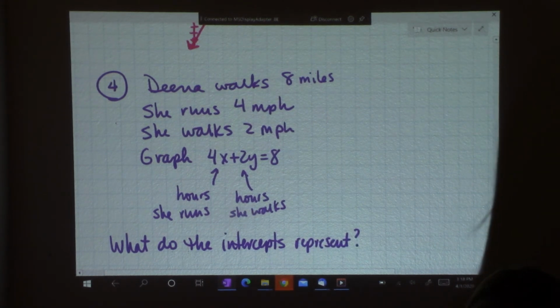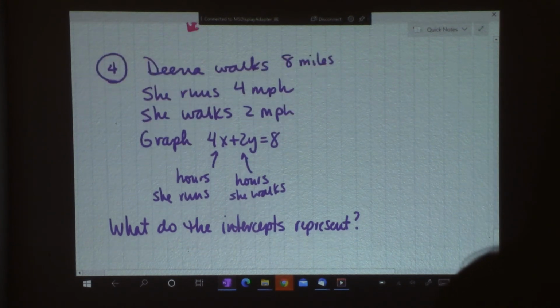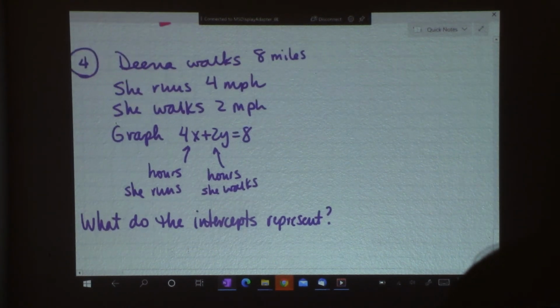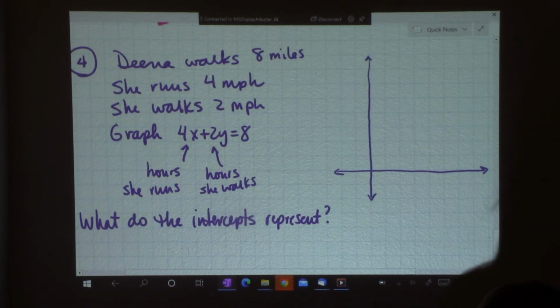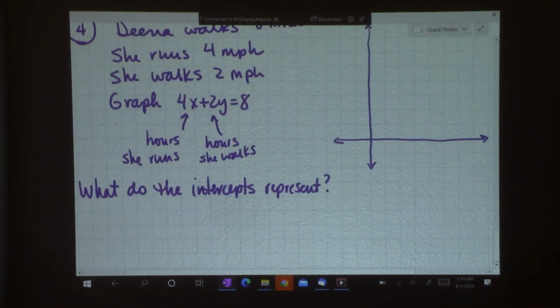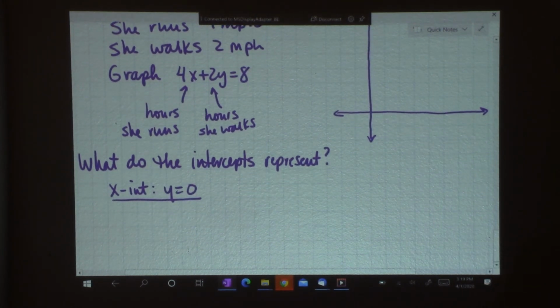Okay, so let's make a graph. The first thing they want us to do is make a graph. And I'm going to do that using my x-intercept and y-intercept. So my x-intercept, I always like to write down, is where y equals 0. So that's going to help me.